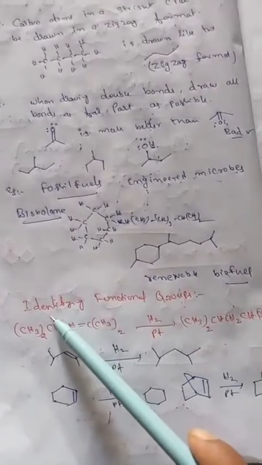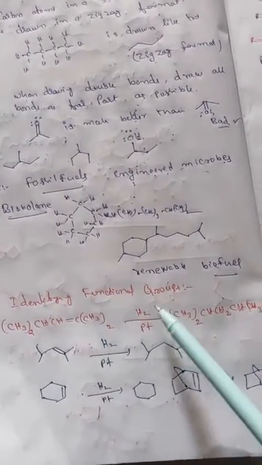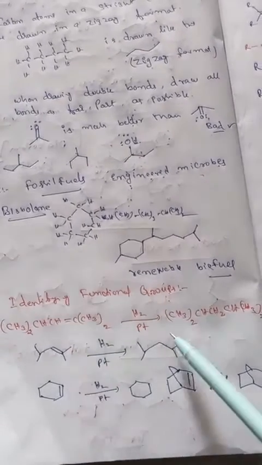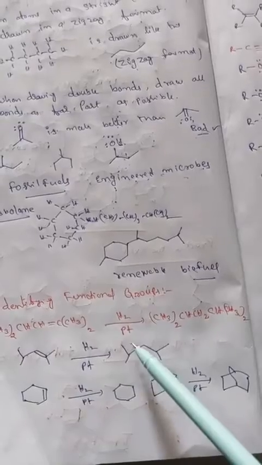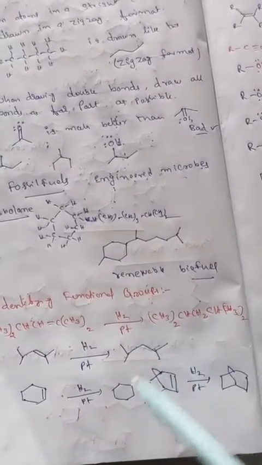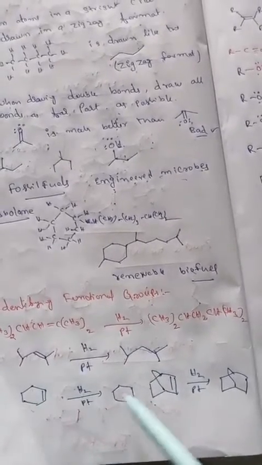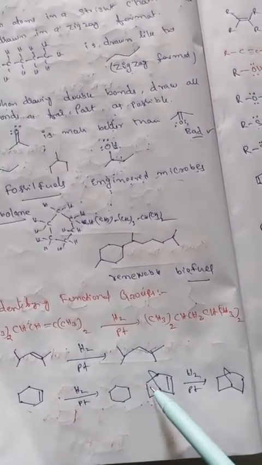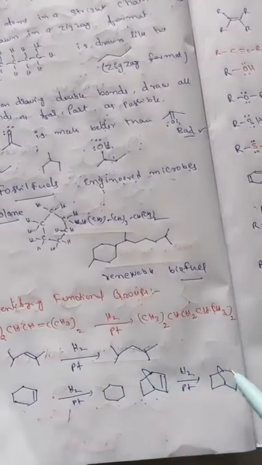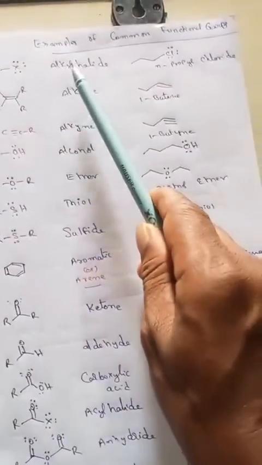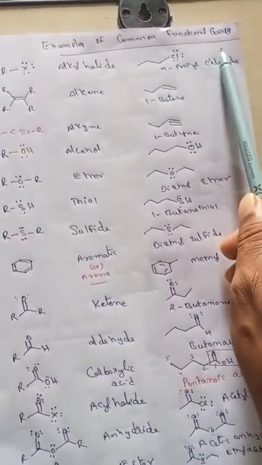And for example, identify functional groups. For example, you can see here a double bond is there; reduction gives the CH3, and here also the double bond becomes saturated. These are the representations of organic structures: cyclohexene, then cyclohexane, and now this is norbornene and norbornane.